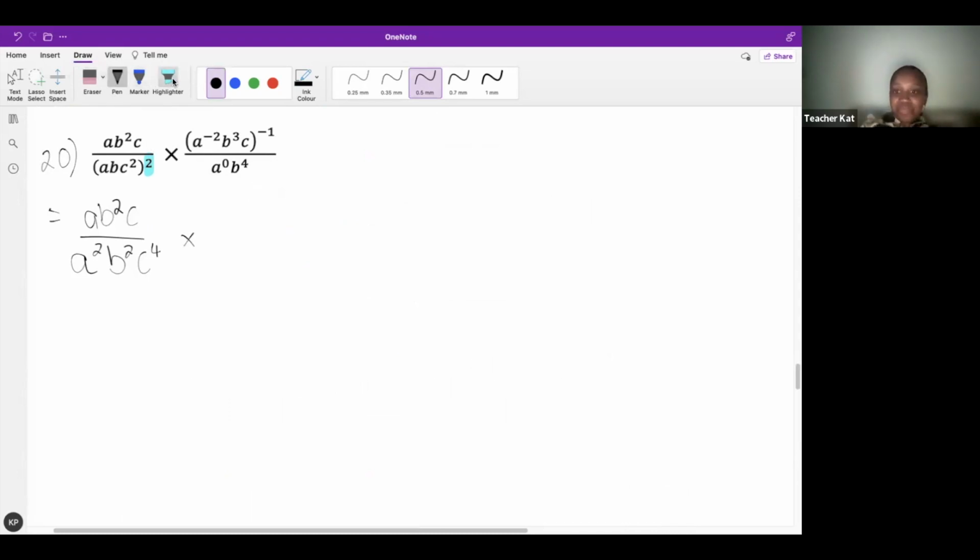Let us distribute my negative 1. So it's going to be a to the power of positive 2, b to the power of negative 3, and c to the power of negative 1, all over a to the power of 0 is equal to what?